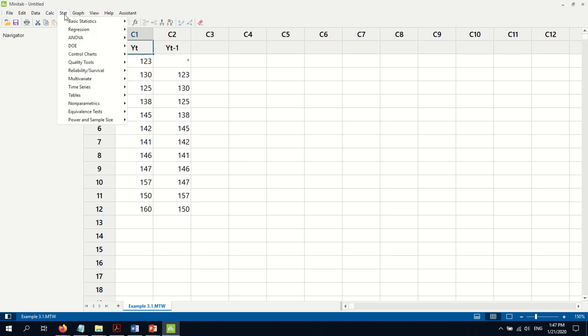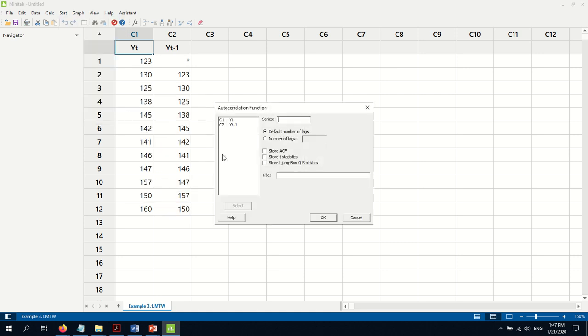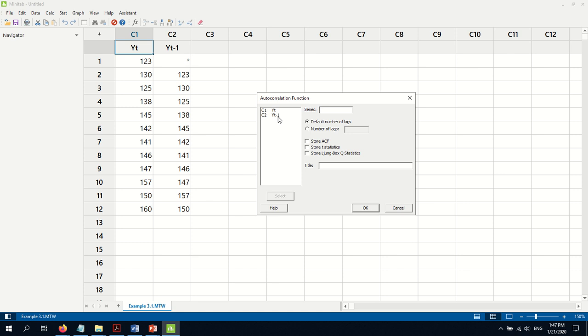We go to Stat, Time Series, Autocorrelation. We click it. Series, we use C1 YT. Double click. The default number of lags is 1/4 the number of records, which is 3 in our case. We can specify the number if we want a different number. For example, we can use 6 here.